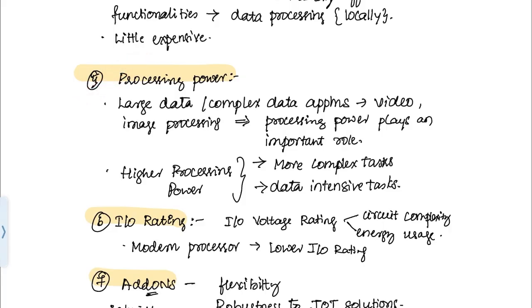So the processing power of the device is very important, especially when we are dealing with systems which have large data or complex data applications. For example, it could be video processing or image processing. So higher the processing power, more complex and data intensive tasks could be performed easily.